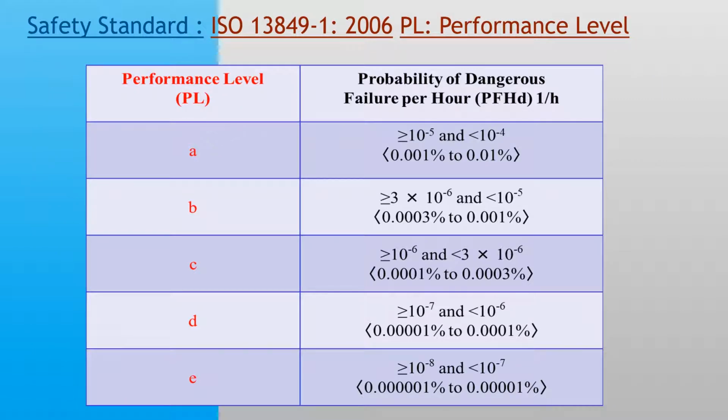Performance level PL is defined by ISO 13849-1 from 2006. PL is a value used to define the ability of safety-related parts of control systems to perform a safety function under the foreseeable conditions. These performance levels are defined in terms of probability of dangerous failures per hour.